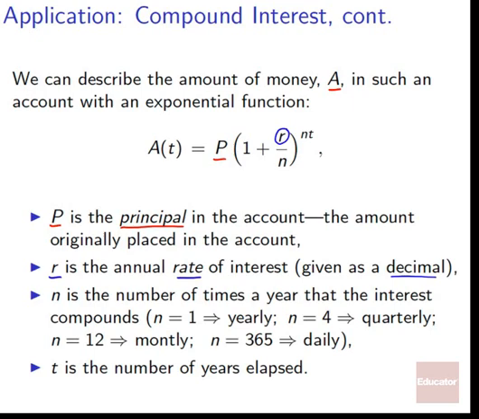N is the number of times a year that the interest compounds. So n equals 1 would be yearly, n equals 4 would be quarterly, n equals 12 would be monthly, n equals 365 would be daily. So in our last one, it compounded annually, just once a year, so n was equal to 1. Notice that n also shows up here, so it's n times t. And then finally, t is just the number of years that we've gone through.